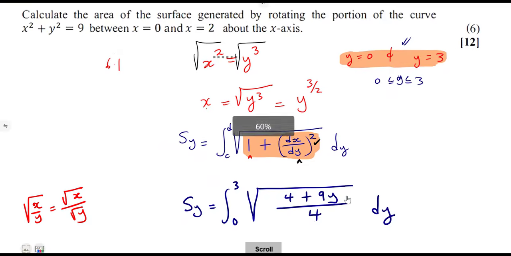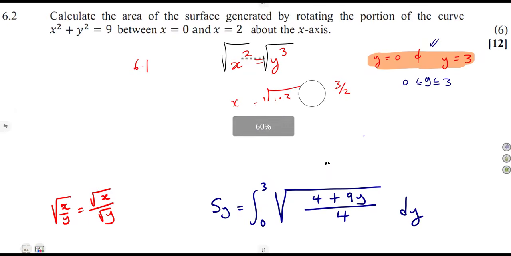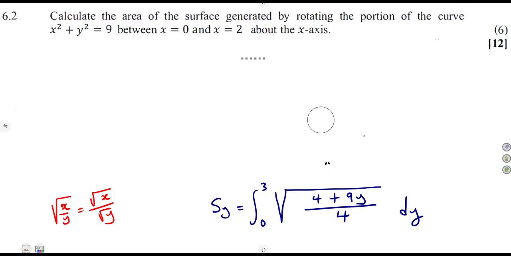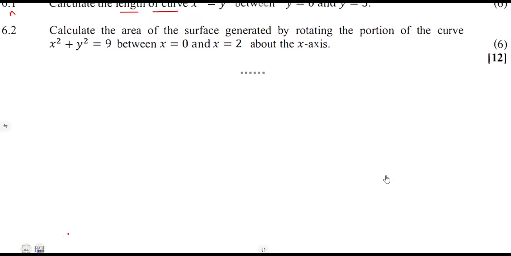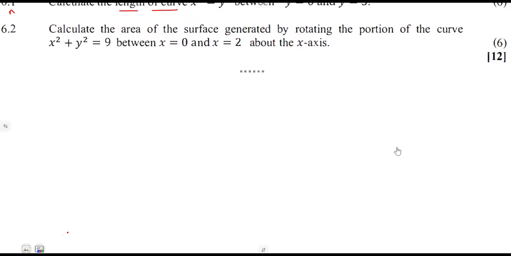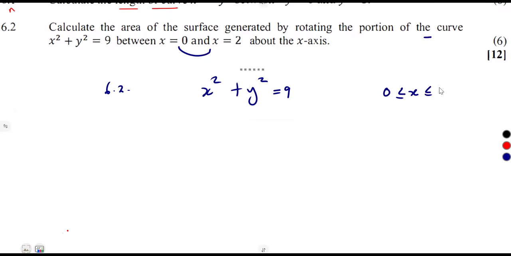So that is it. Let us consider the other part, which is 6.2, which is on the area. This time they want us to determine the surface area. We must calculate the surface area generated by rotating the portion of the curve x squared plus y squared is equal to 9, between these limits for x: x is greater than or equal to 0, less than or equal to 2, about the x-axis.